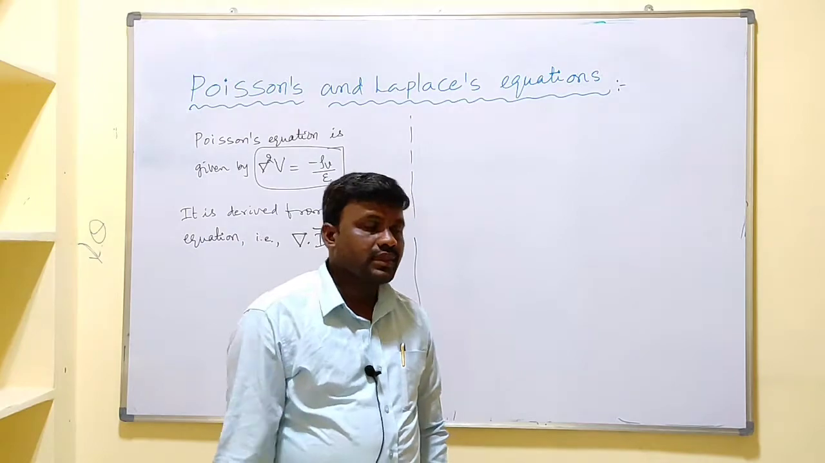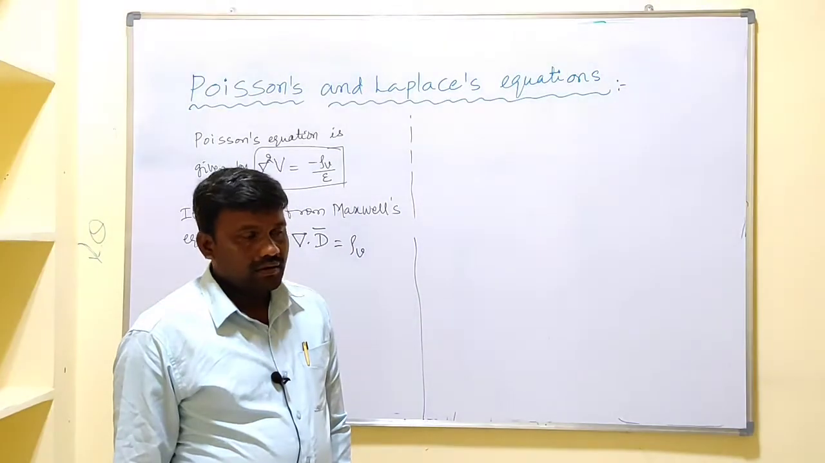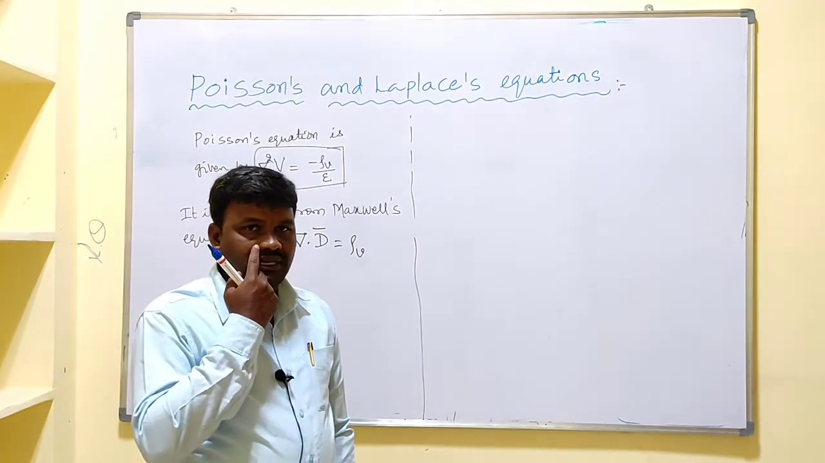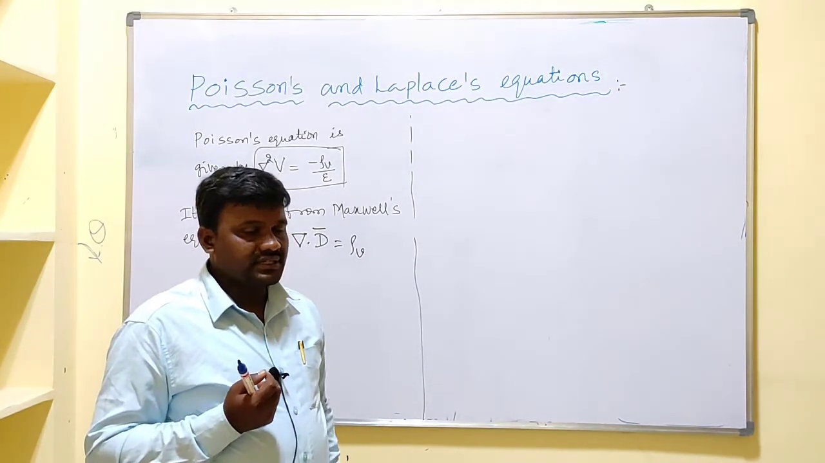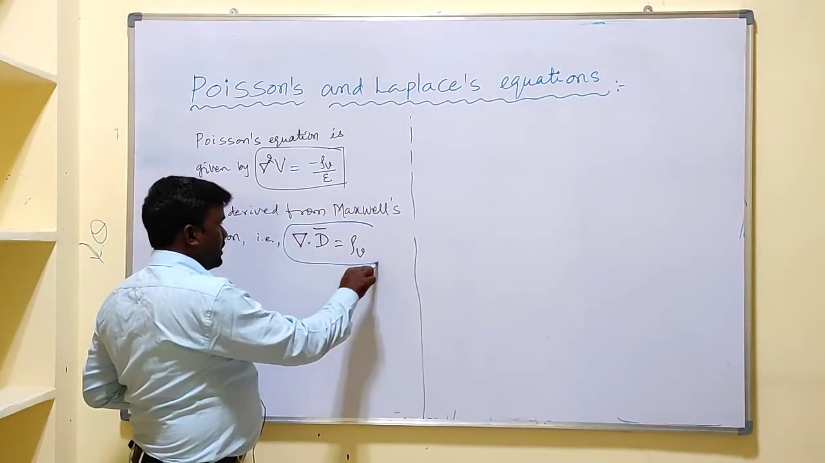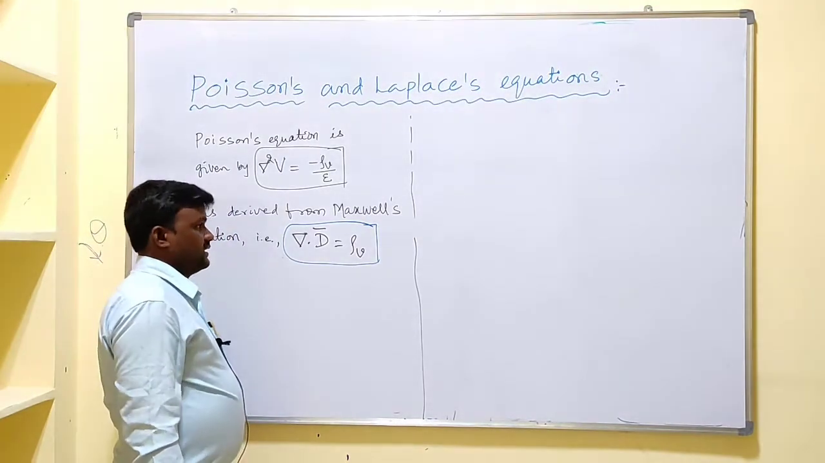In this video, I will derive Poisson's and Laplace equation by using Maxwell's equation. That Maxwell's equation is nothing but del dot D equal to rho V. Already we derived this Maxwell's equation by using Gauss law for electricity.